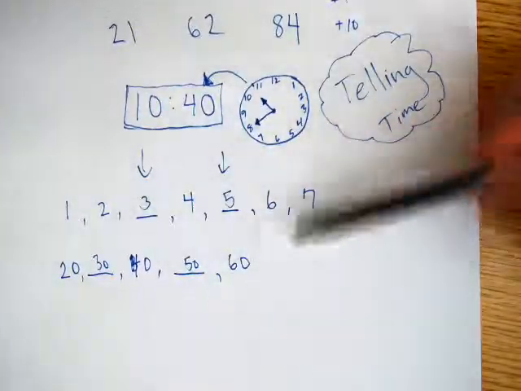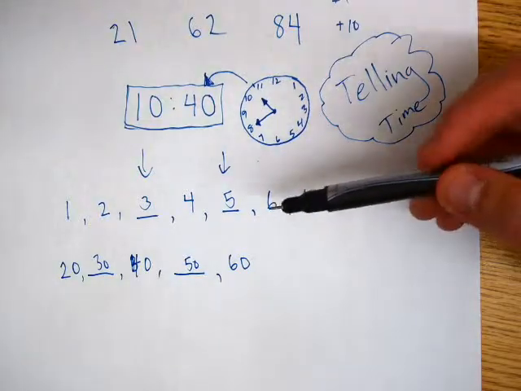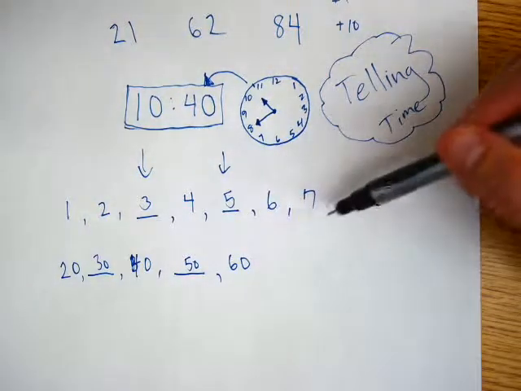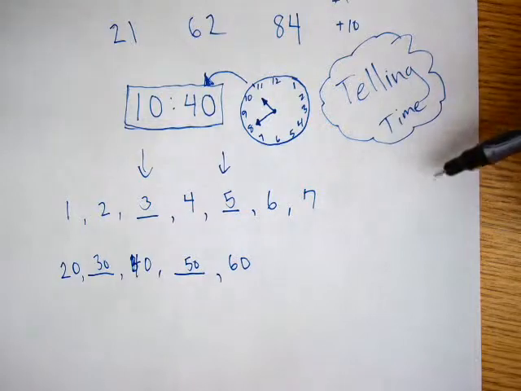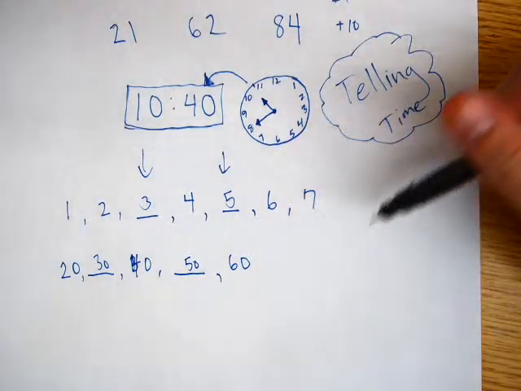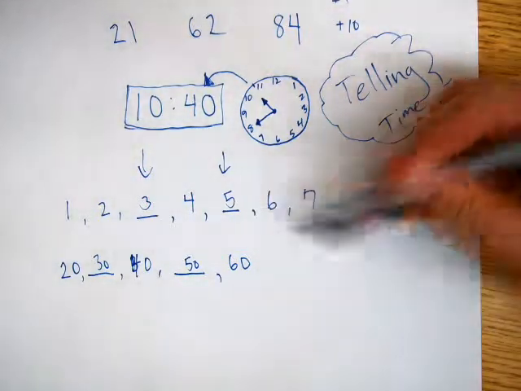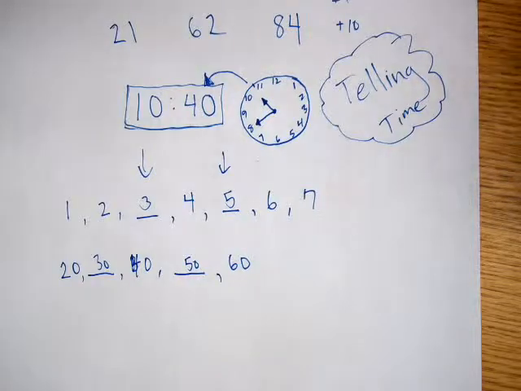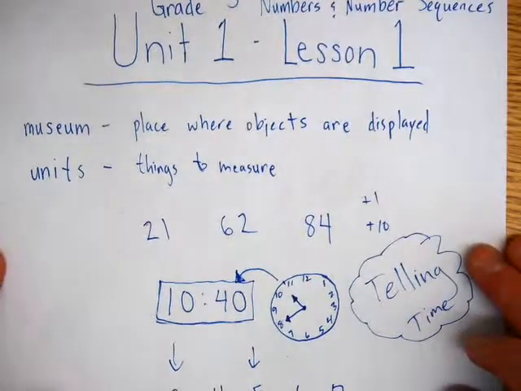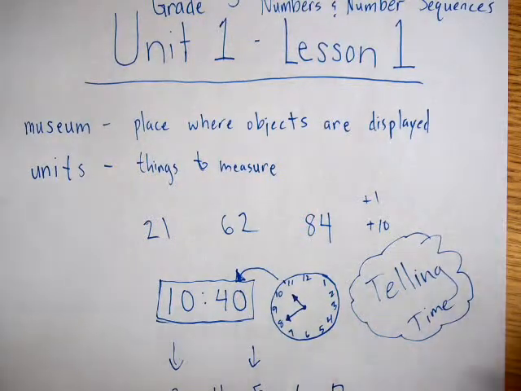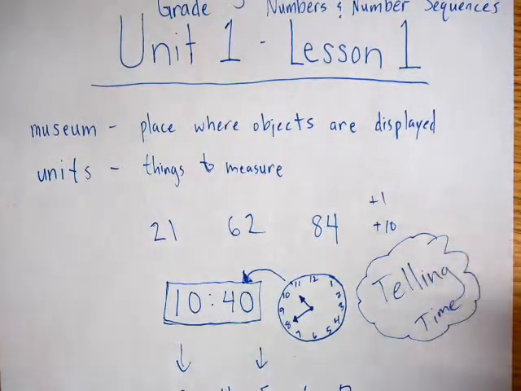Look for patterns in numbers. Maybe ask kiddos, if I had this, what are the next numbers in this sequence? Just look for patterns in numbers. You can make up sequences of your own or look for them in your everyday lives. All right, so this is Unit 1, Lesson 1, Numbers and Number Sequences, the Parent Help video for Grade 3 Everyday Math.